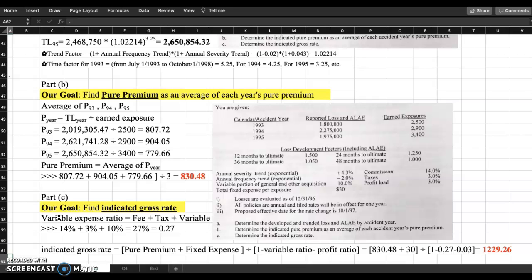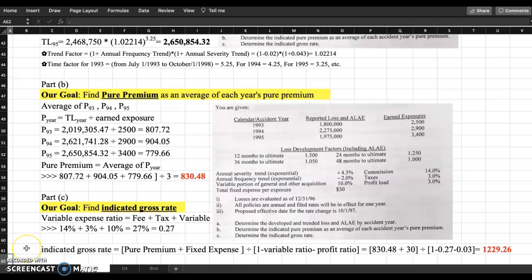Part C is to find the indicated growth rate. We know the variable expense ratio is all the fees and tax and variable expense. So we add all the commission, 14%, taxes, and the variable portion of general and other acquisition, which is 10%. And we get it as 27%.